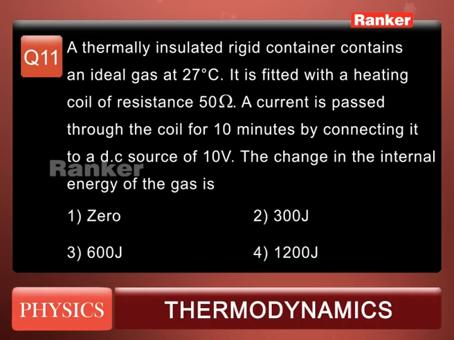Question number 11. A thermally insulated rigid container contains an ideal gas at 27 degrees Celsius. It is fitted with a heating coil of resistance 50 ohm. A current is passed through the coil for 10 minutes by connecting it to a DC source of 10 volt. The change in the internal energy of the gas is: first option 0, second option 300 joule, third option 600 joule, and the fourth option 1200 joule.